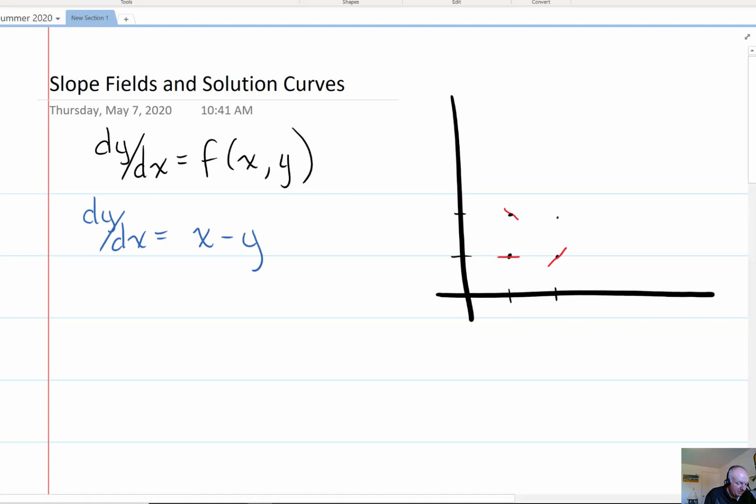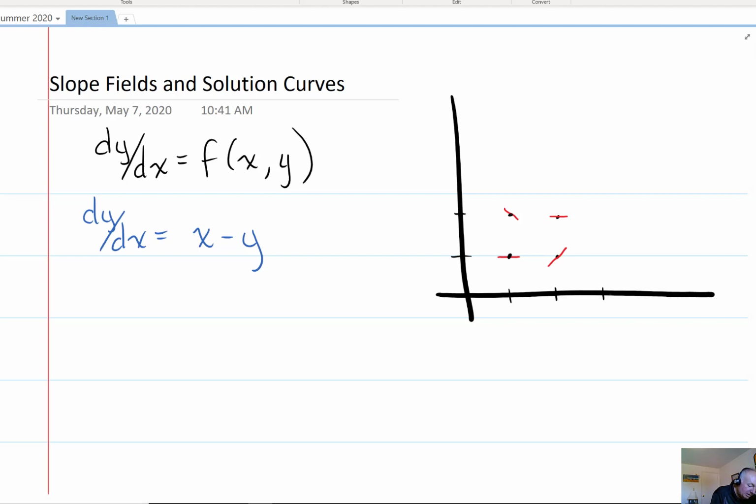But if we continue this, let's go to the point 2, 2. Again, 2 minus 2 is 0, so we're flat there. Let's put in just a couple more. And you can do this. I'm doing this graphically by hand. You could make a little table. You'll see a table listed in the text.